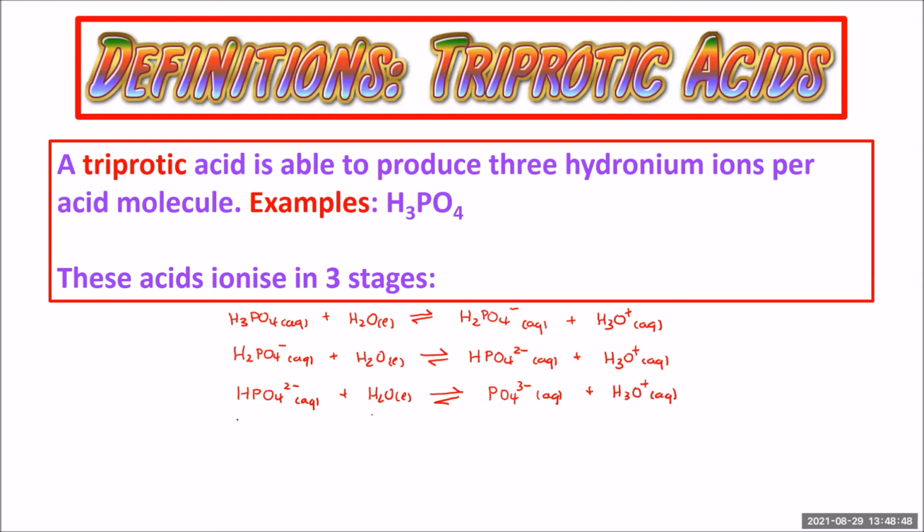So overall, what's happened, we started with phosphoric acid, there were 3 water molecules involved in this reaction. It has produced the phosphate ion and 3 hydronium ions. And if we look at the mole ratio, the all-important mole ratio between the original acid and the hydronium ion, we have a ratio of 1:3.